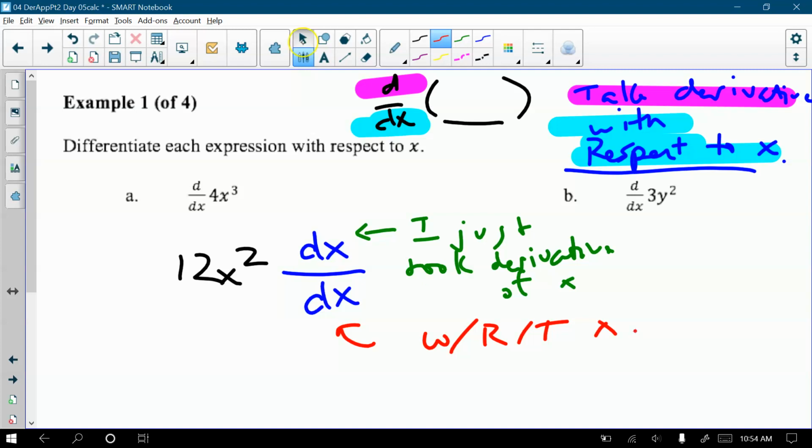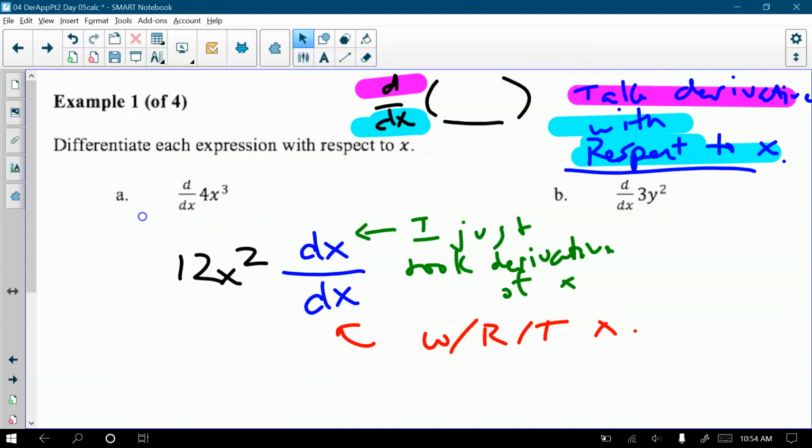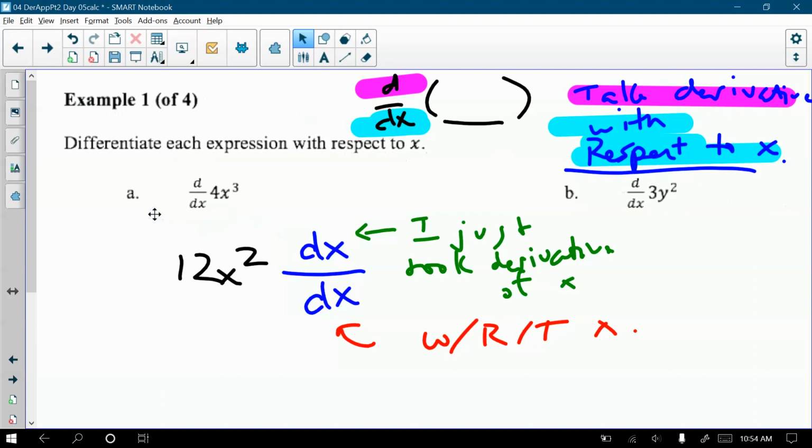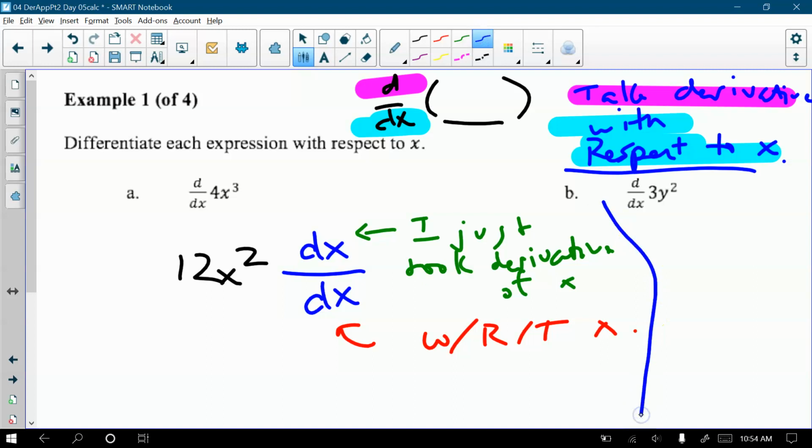So for the first one, we have everything that we need here. Okay, so let's do B. Well, the derivative of 3y squared, we would proceed as usual. The derivative of 3y squared is 6y. But what did you just take the derivative of? Well, I took the derivative of y, and it was with respect to x.